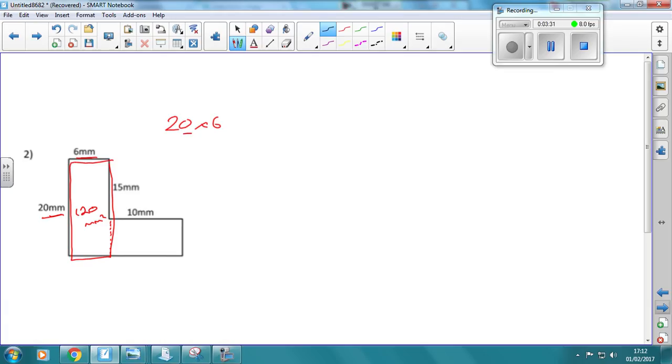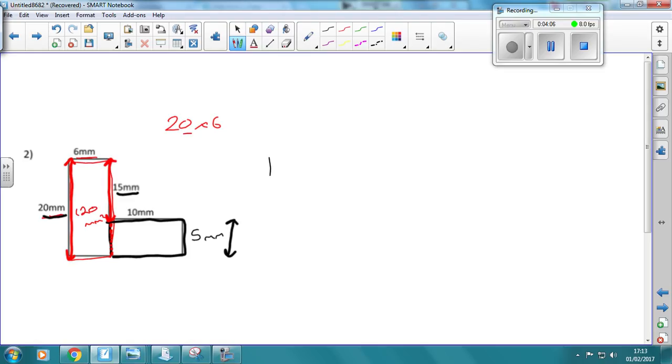And then what we've got to do is work out what this is here. So we know it's going to be 10 millimetres times this height. Now what we know so far is that the whole height down here, we know that's 20 millimetres. And we know this height here is 15 millimetres. So we need to know what's missing. So we need to know what that bit is there. And so what do you need to add on to 15 to get to 20? Well, it's going to be an extra 5 millimetres.